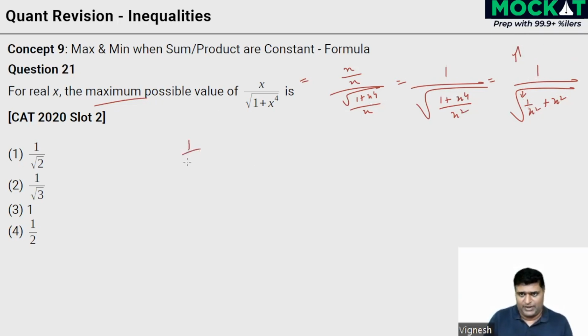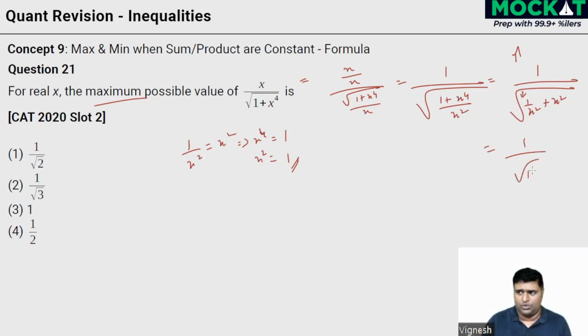That is 1 by x square equals x square, which means x power 4 equals 1. x square is going to be plus 1 for sure. It can't be minus 1, right? That's it. If x square is going to be 1, 1 plus 1, what are we getting over here?